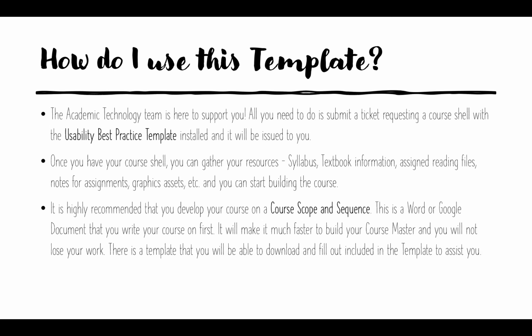So you don't want to be building straight into Blackboard. It's better for you to write your material, all your notes and stuff for your assignments, on a Word document or a Google document, something like that, and save that as part of your course file, so that in case you have any technical issues, you don't lose all that time and energy you spent writing. But I will have that course scope and sequence embedded into the course for you. So that's how you access it, though. You're just going to submit that ticket and say, hey, I want this course shell, and I want the template installed, and all of the resources will be embedded in the course for you.